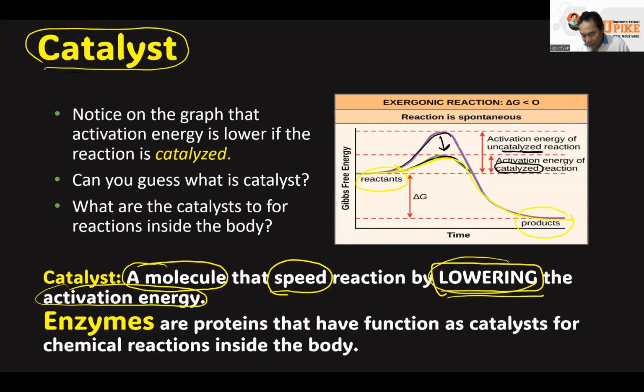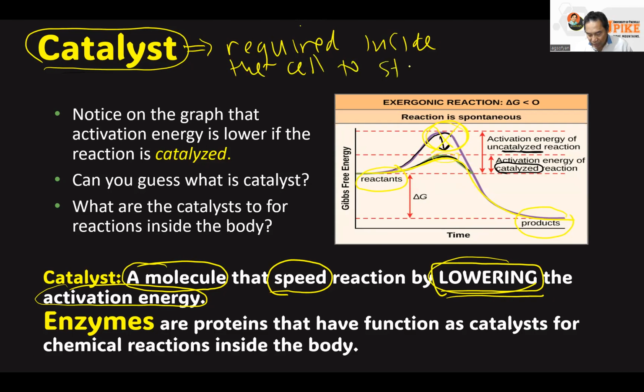without the catalyst. And most of the time, if we do not have catalysts in our body, in our cell, this reaction actually will not start because the activation energy is too high. It means that this catalyst is really needed. So this catalyst is most of the time required inside the cell to start metabolism, whether catabolism or anabolism. So it is required.